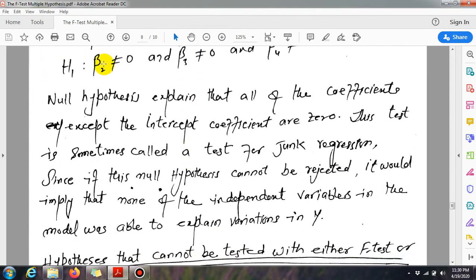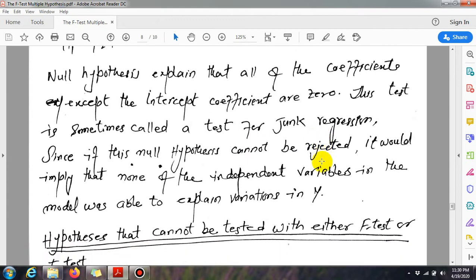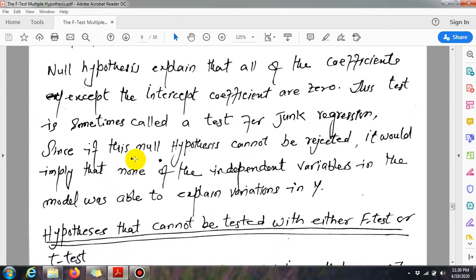Okay, here the null hypothesis explains that all of the coefficients except the intercept coefficient are 0. This test is sometimes called a test of junk regression. So some authors or researchers call it a junk regression test. Since if this null hypothesis can't be rejected, it would imply that none of the independent variables in the model was able to explain variation in y, the dependent variable.